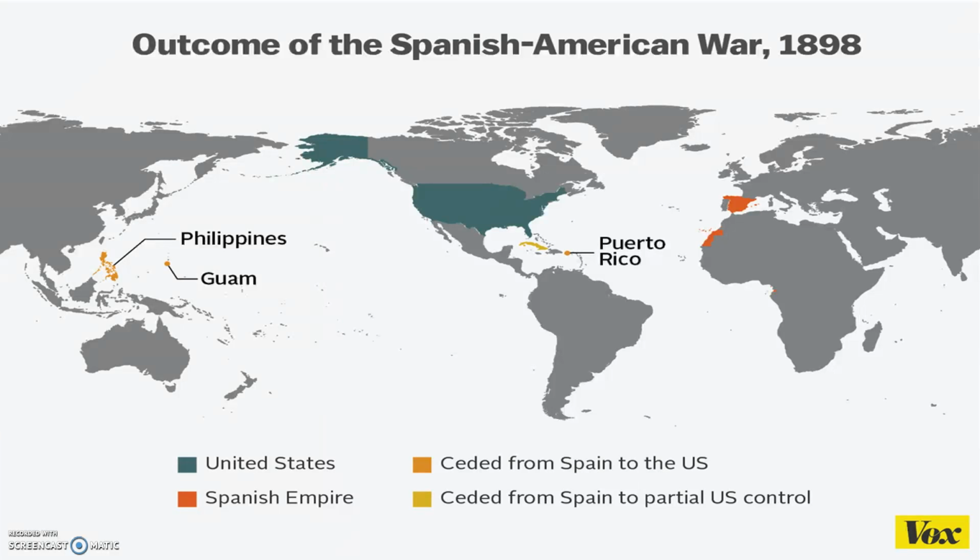So at the end of the Spanish-American War, the United States had gained territory in Puerto Rico and also Guam and the Philippines, and Cuba is granted its independence, but the United States still has some control there. And then you have the Spanish Empire reduced to pretty much what you see here.